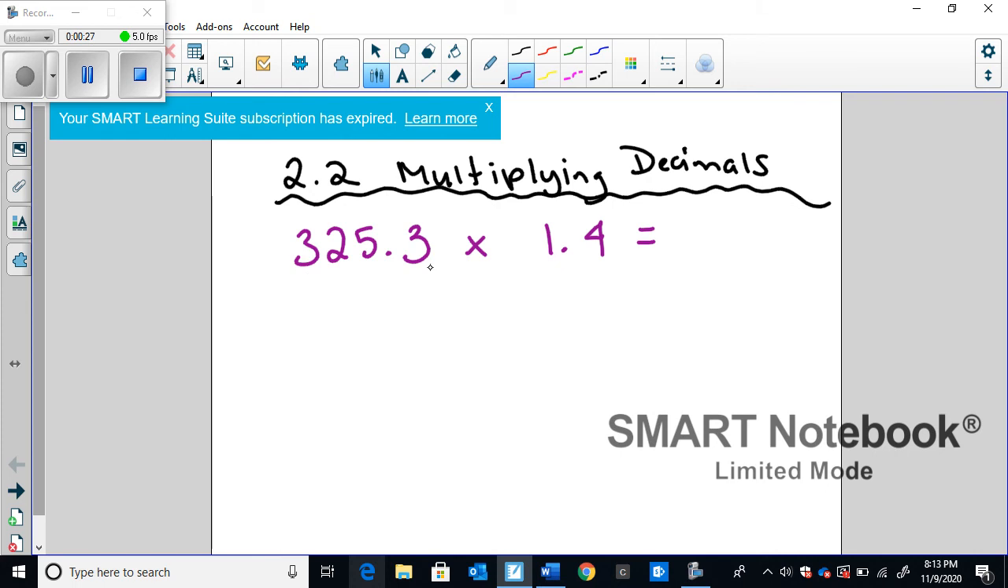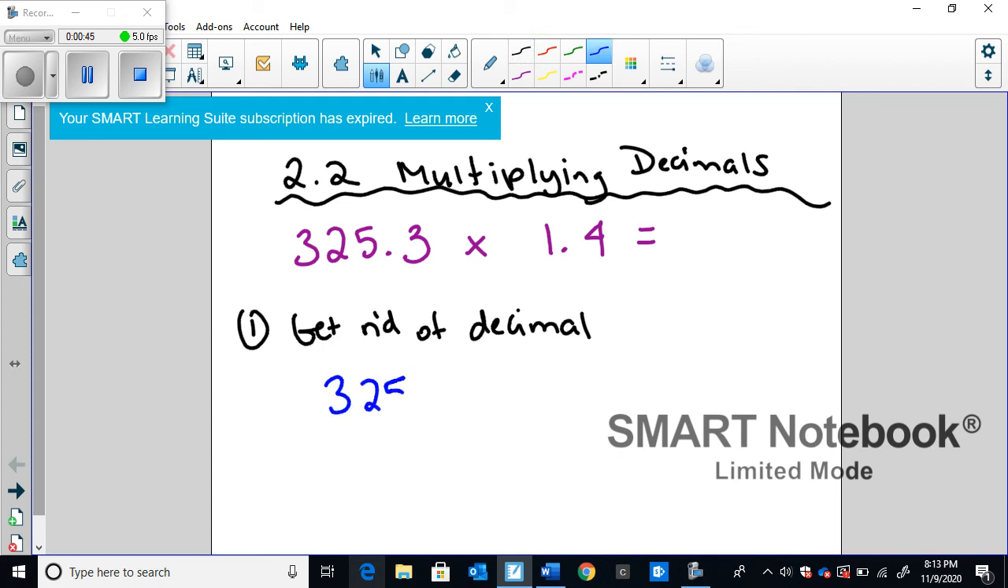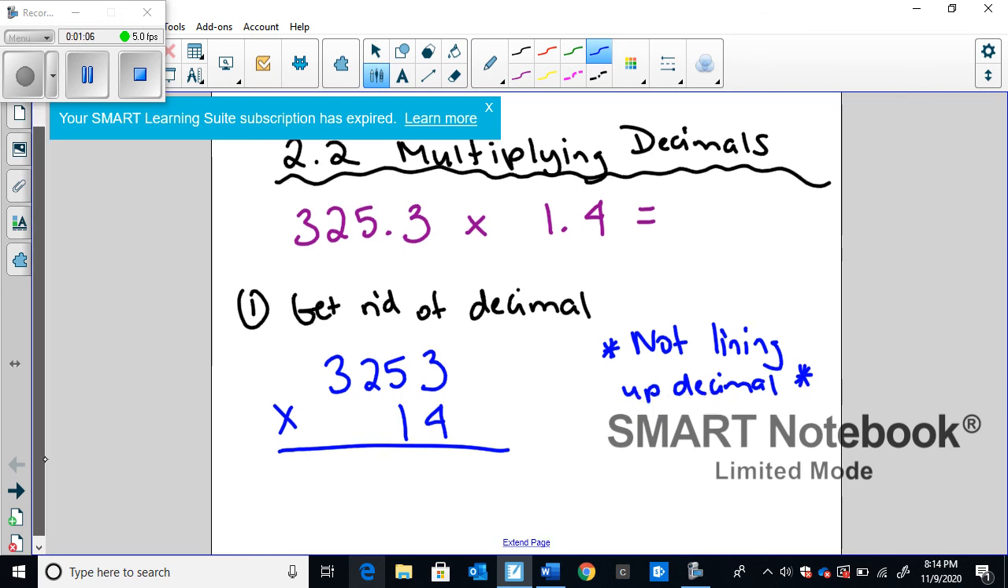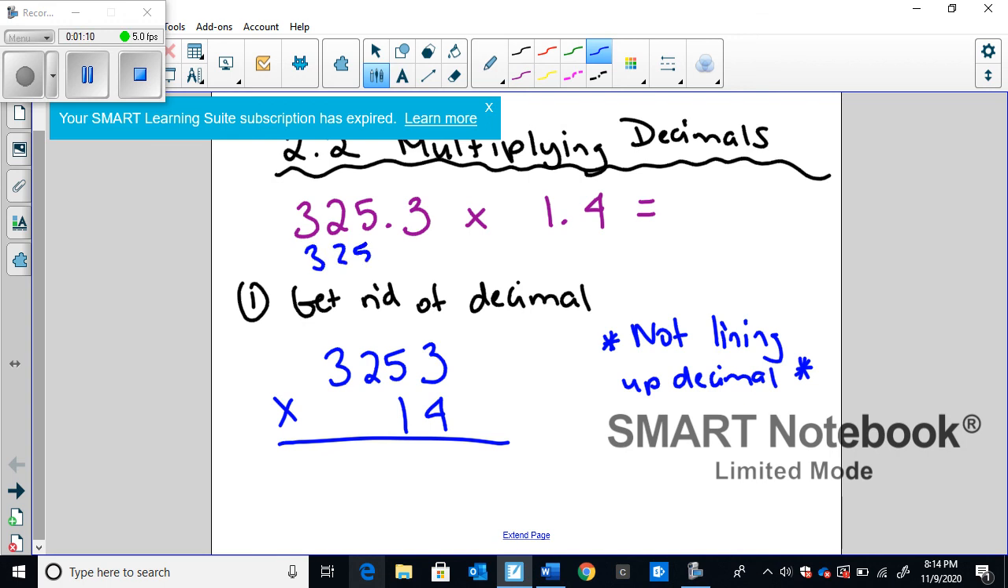So looking at this multiplication, we said the first thing we want to do, our first step, is to get rid of that decimal. Because the decimal doesn't actually make a difference when we're multiplying. When we set this up and line them up, we line them up all the way to the end. We are not lining up the decimal. That's why I said it's easier just to get rid of it. So I just see it as 3,253 times 14, because that way it's a little bit easier to understand how to actually multiply.